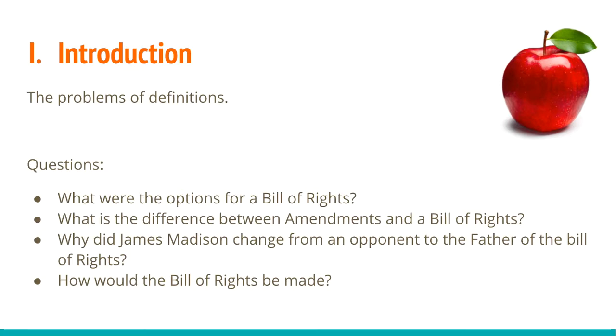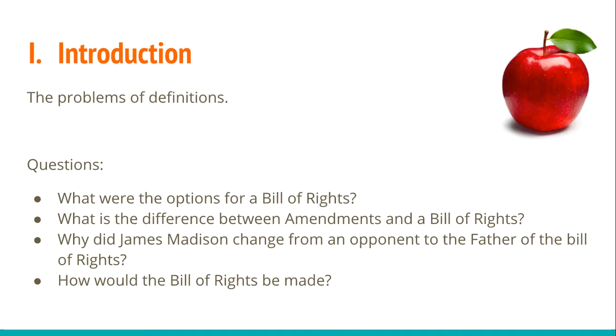This is the problem of definitions, and a lot of what James Madison and the Federalists were afraid of when it came to a Bill of Rights. Again, if we try to legally define our rights, what happens if we miss something? What happens if, by writing something down, we're actually limiting something that should not be limited, something that is really, really important to us?